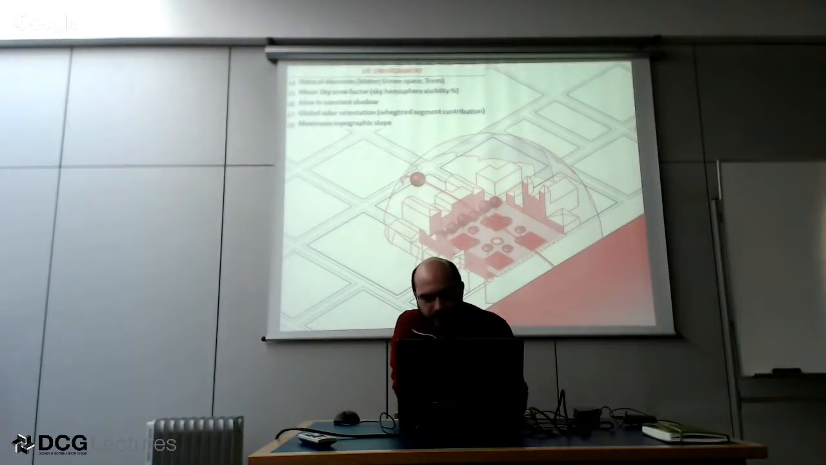And some environmental attributes related to the existence of natural elements and other environmental features, such as the visible sky area, solar orientation, shadow areas, or topographic slope. And these two kinds of attributes are related to urban quality potential, but they will have to be interpreted in the specific context.